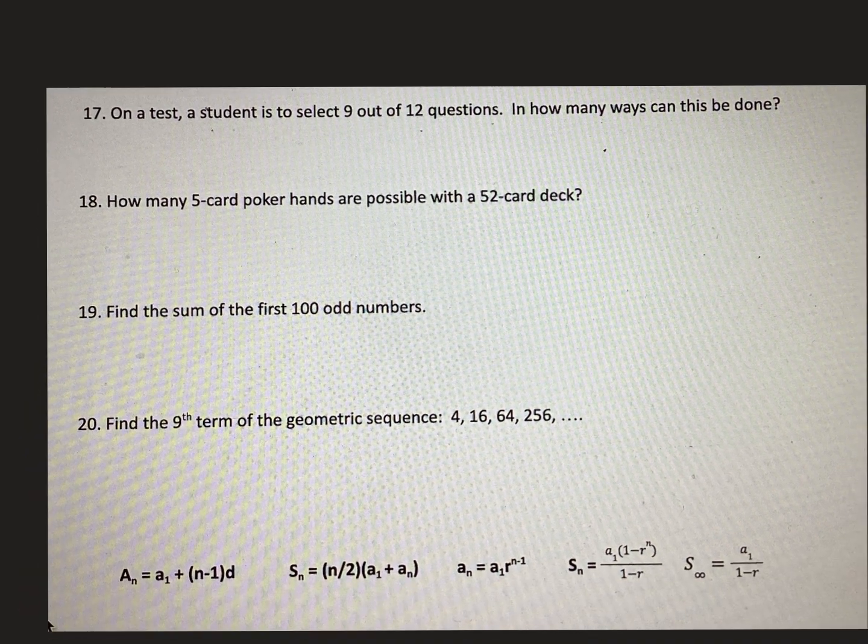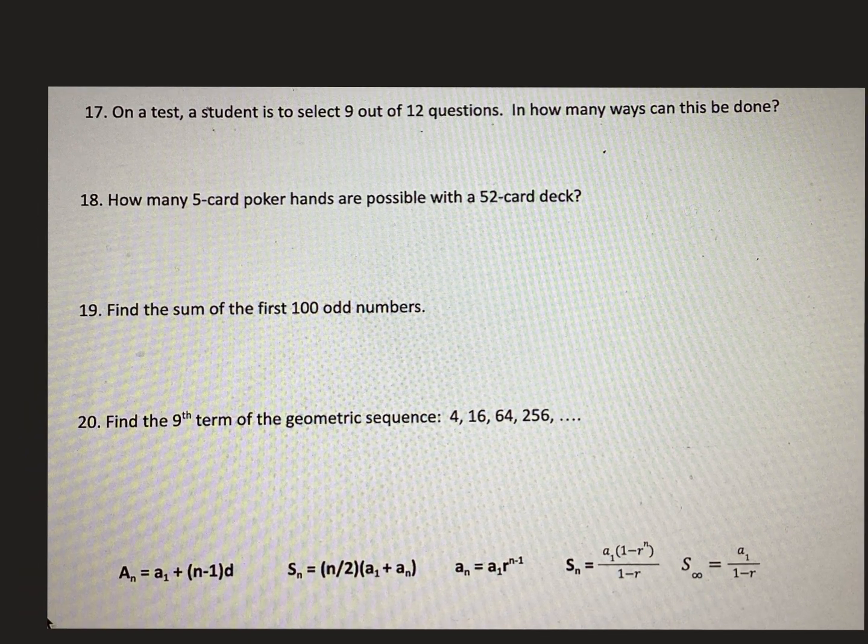17. Some review stuff here on a test. Let's just like 9 out of 12 questions. How can this be done? First of all, does order matter? Nope. So it's 12C, now because order does not matter, it's a C. So I'm taking my calculator right now, punching in 12C9. Except I just messed up. Give me just a second. There we go. And I got 220 different ways.